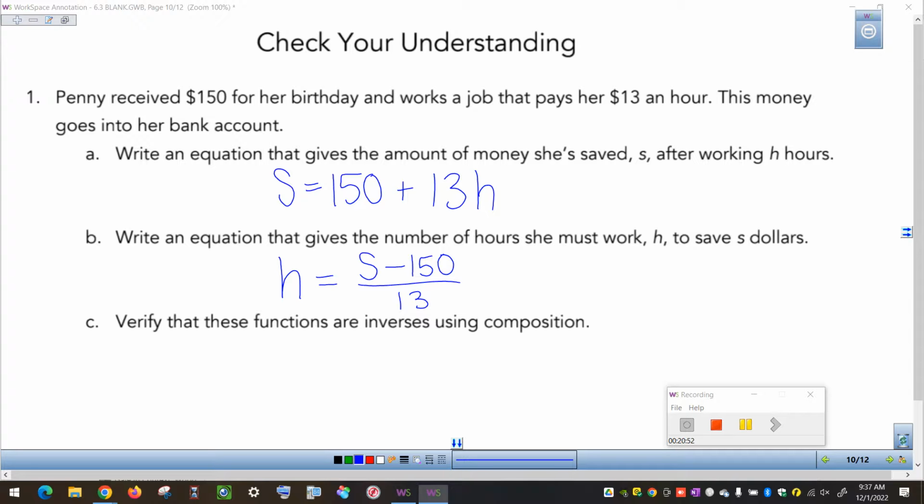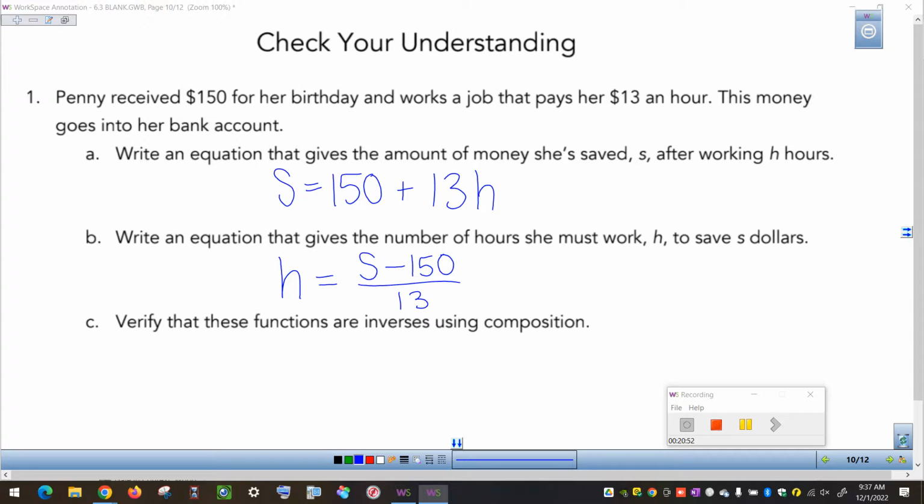Now, in part B, here we want to think about going the other direction. So we want to figure out how many hours she has worked in order to save S dollars. So let's think about if she had a specific goal of an amount of money that she wanted to save. Like let's say that she wanted to save $1,000. Think about putting 1,000 in place of the S here. Well, then what we're figuring out to get from here to here is, okay, what would I do to this number to work backwards and solve for H?